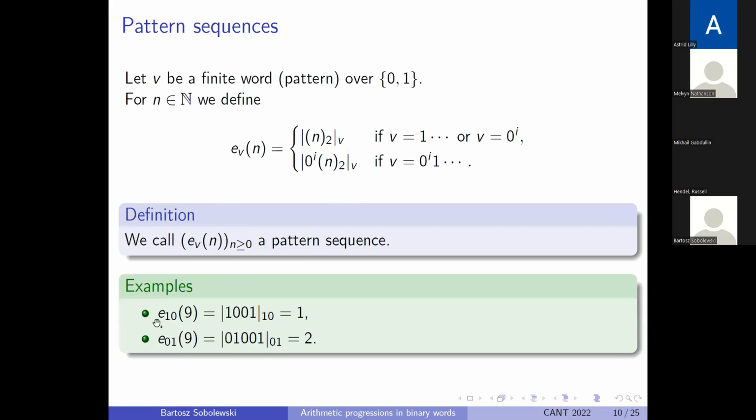So, for example, if we have the pattern 10, then E_10 of 9 is 1 because there is exactly one occurrence of the pattern 10 in the binary expansion of 9. However, if we consider the pattern 01, then according to the definition above, we have to prepend the binary expansion of 9 by a 0. So in this case, there are 2 occurrences.